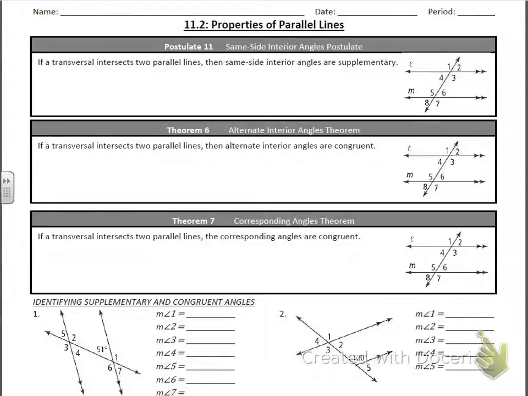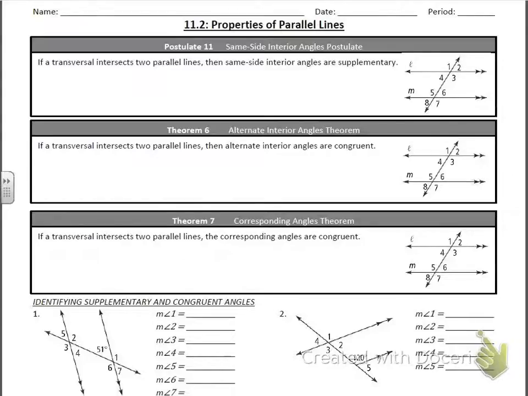So 11.2, I'm going to give you a bunch of postulates and theorems, and we're going to use those to prove some things about parallel lines. So here's the first few. The first one is a postulate. It's called the same side interior angles postulate.